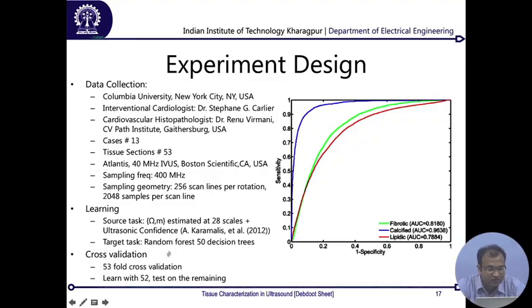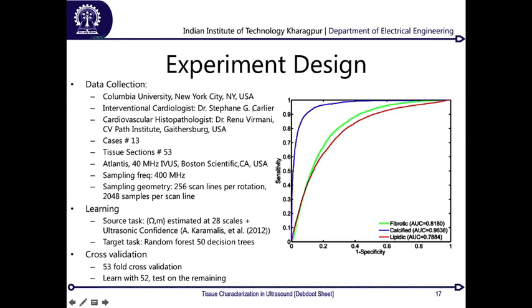So the whole signal space has 256 columns, where one scan line is one column, and 2048 rows, where each row denotes one sample along a scan line. In total we had 53 acquisitions from 53 different slices, from 13 different cadaveric hearts. There were different arteries with different plaques, and for each plaque we had one acquired signal, chosen in consultation with our interventional cardiologist and cardiovascular histopathologist, who were responsible for choosing which locations to sample and analyze further.